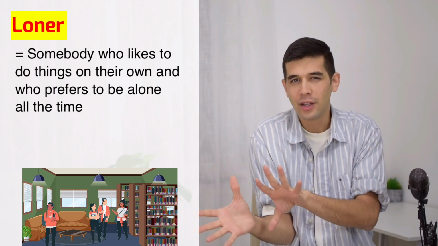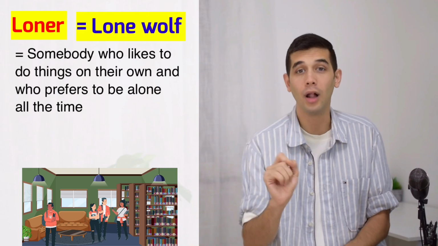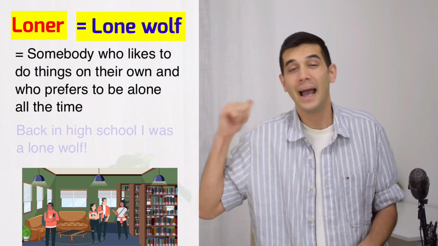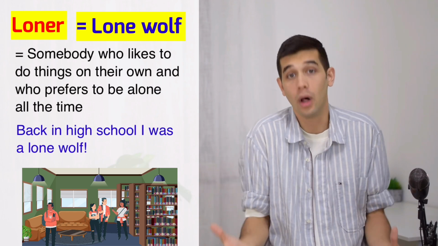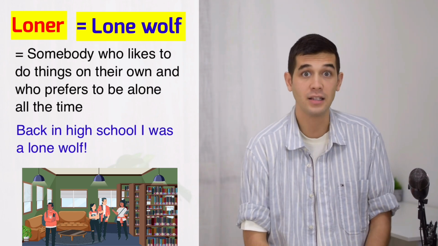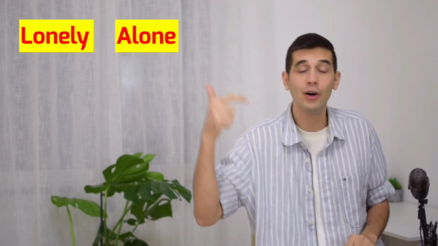Instead of loner, you can also say lone wolf. For example, back in high school, I was a lone wolf. I didn't have many friends. So now you know the differences among lonely, alone, lonesome, loner, and lone. Let's move on to the second set of confusing English words.